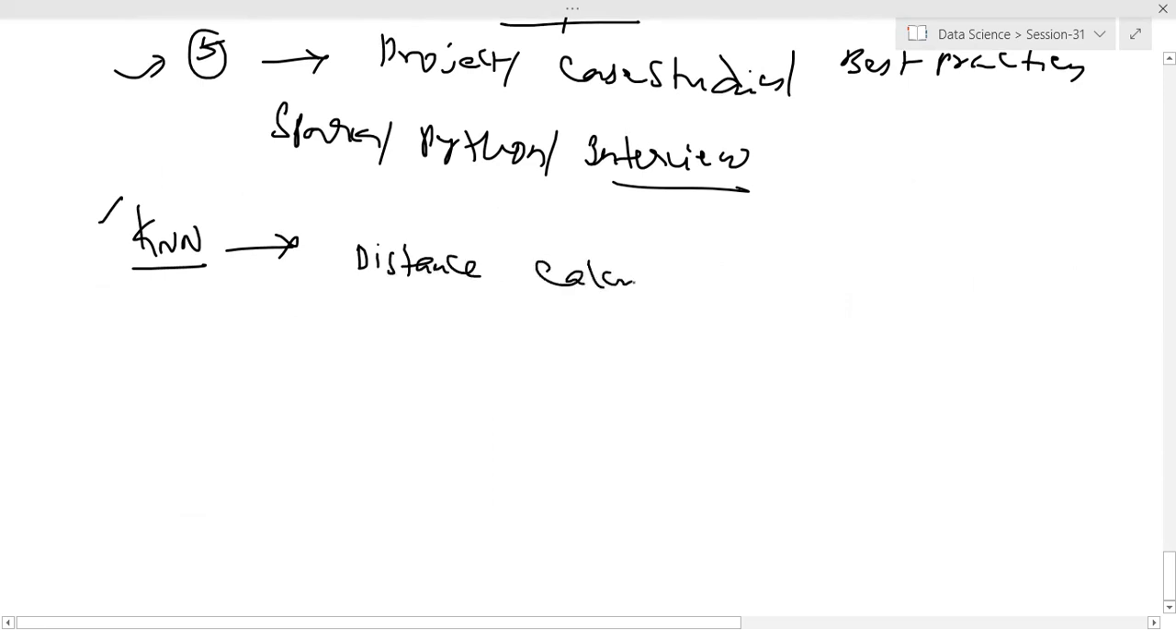Distance calculation. Okay, if I am talking about the naive bayes, naive bayes is the probability.